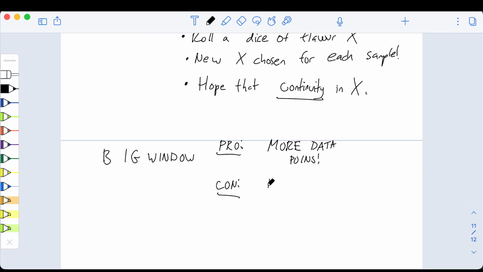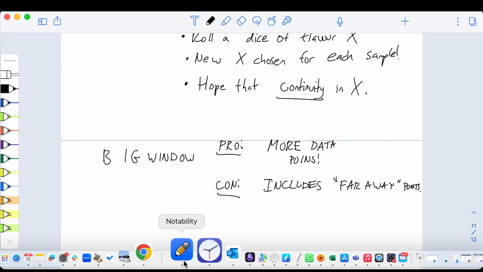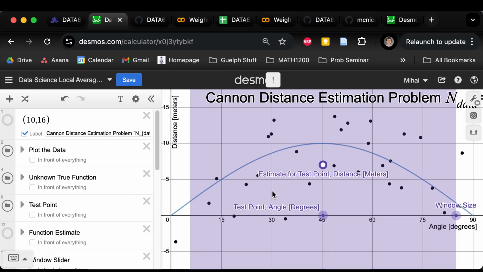It includes, I'm gonna say, far away points. And those far away points, those are the problem. The far away points do not give us the right amount of information. So we are getting more data points, but we're getting more low quality data points. More data points is always good if they're all the same quality, but you're sacrificing the quality of your data points by taking further and further ones away.